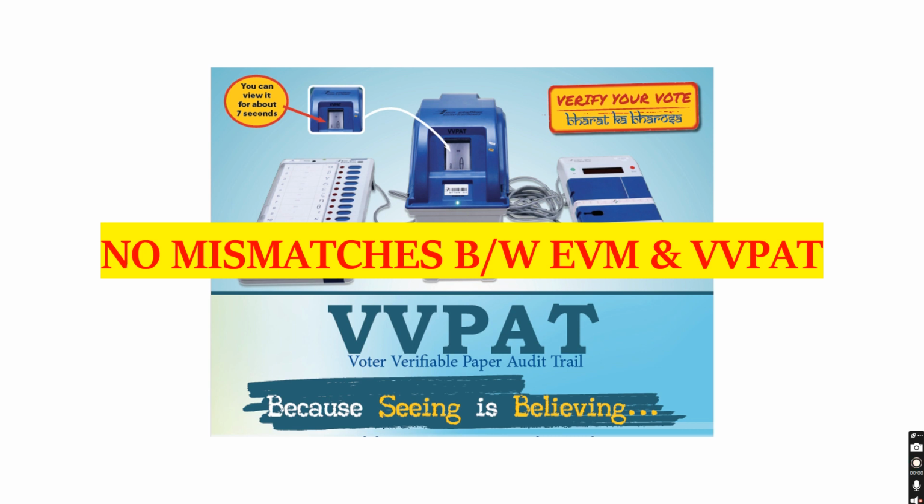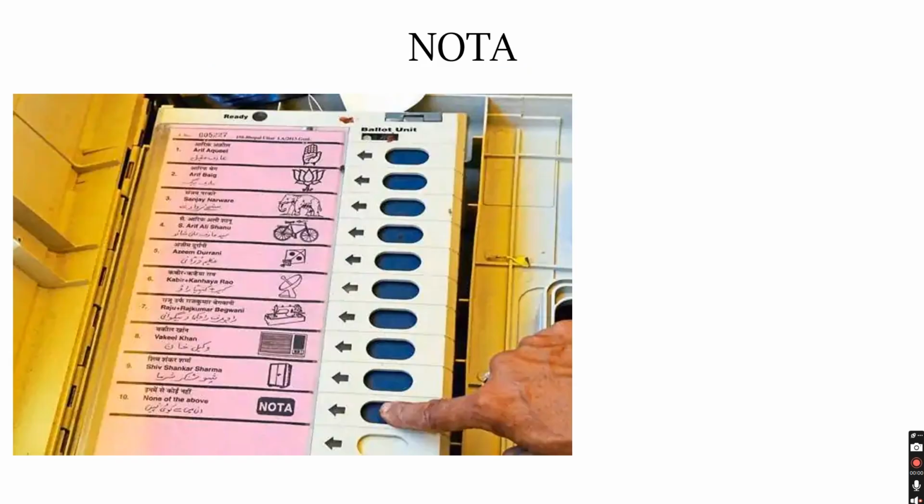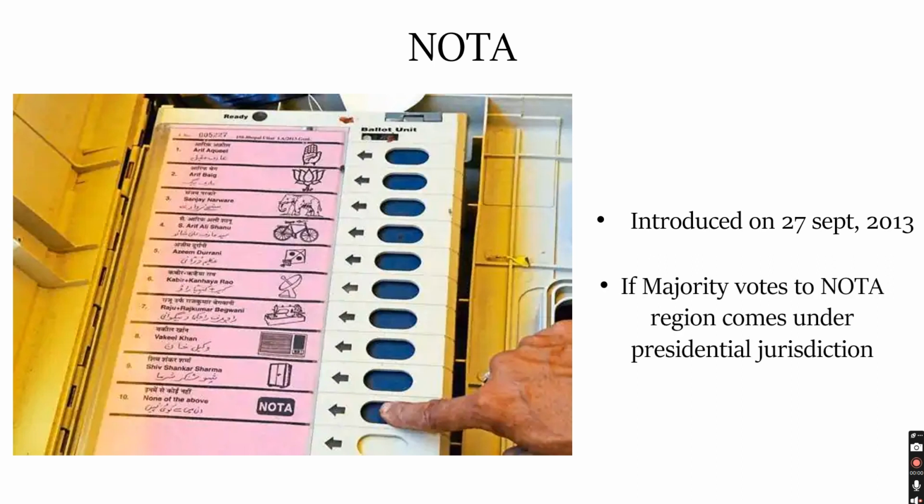A last feature which was very important is NOTA. What is NOTA? None of the above was introduced on 27 September 2013. If a majority of votes are NOTA, none of the above, the region comes under presidential jurisdiction and is treated with laws similar to a national territory, basically a union territory. NOTA is very important, as if you do not like any party or candidate standing, you could obviously vote for NOTA.